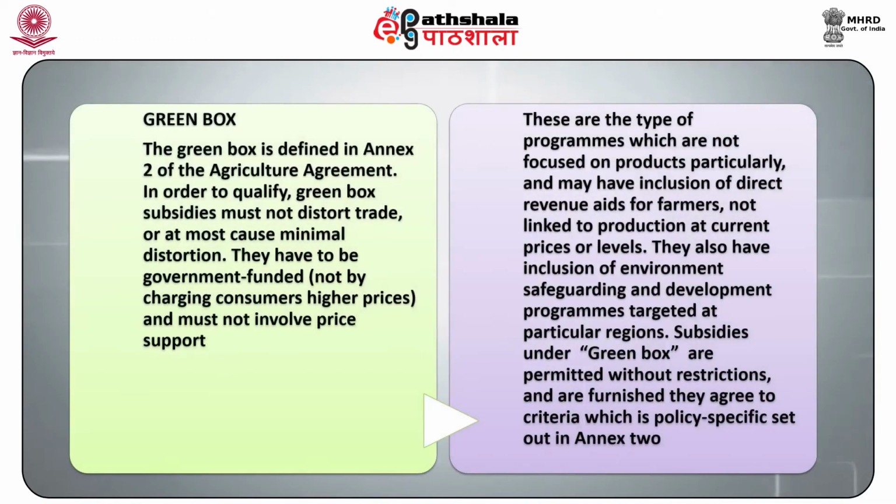Green box. The green box is explained in Annex 2 of the Agreement on Agriculture. For qualification, green box subsidies must not cause trade distortions or, at the most, cause even a minimum distortion. They have to receive funds from government and not involve price support. These are the types of programs which are not focused on particular products and may include direct revenue aids for farmers not linked to production at current prices or levels. They also include environment safeguarding and development programs targeted at particular regions. Subsidies under the Green Box are permitted without restrictions and are furnished. They agree to policy-specific criteria set out in Annex 2.